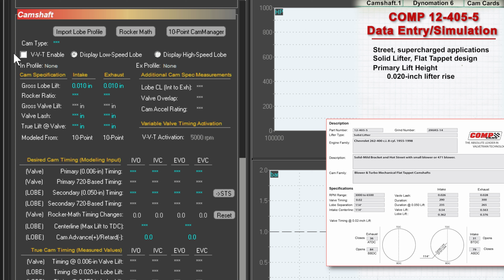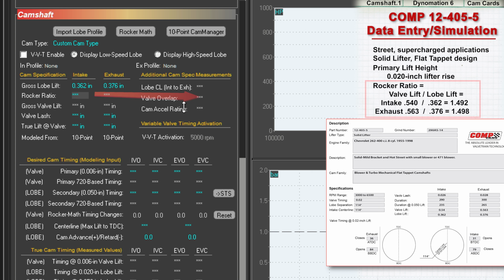As we did previously, we'll start off by entering the intake and exhaust lobe lift data. The intake lift is 362 thousandths and the exhaust is 376 thousandths. The rocker ratios are next, and again, they're not indicated on the cam card. But because the lobe lifts and valve lifts are both shown, we can easily calculate the rocker ratios by dividing the indicated valve lift by the lobe lift. In this case, the results are 1.49 for both intake and exhaust, which will round up to 1.5 to 1.